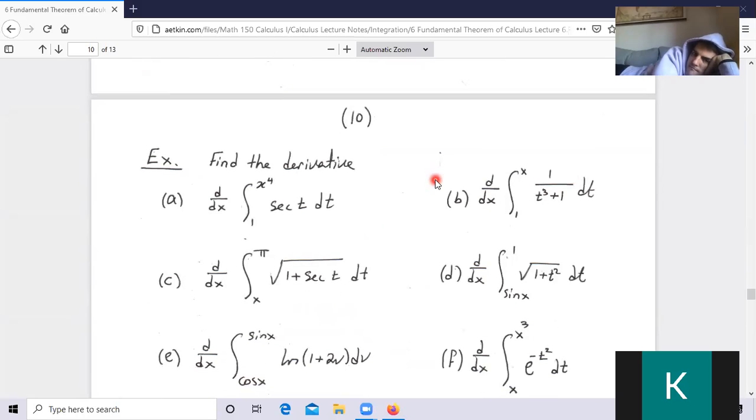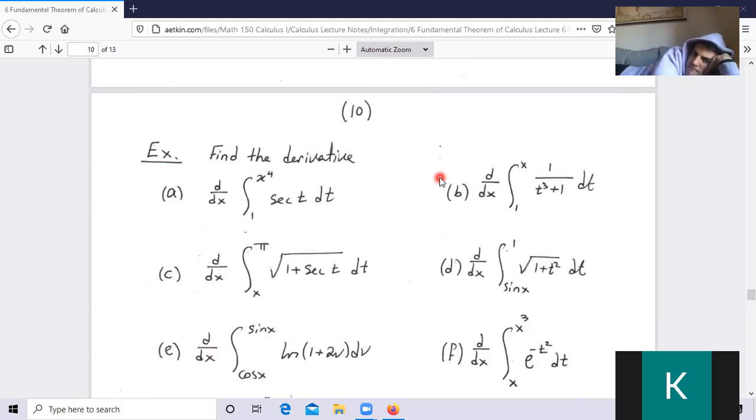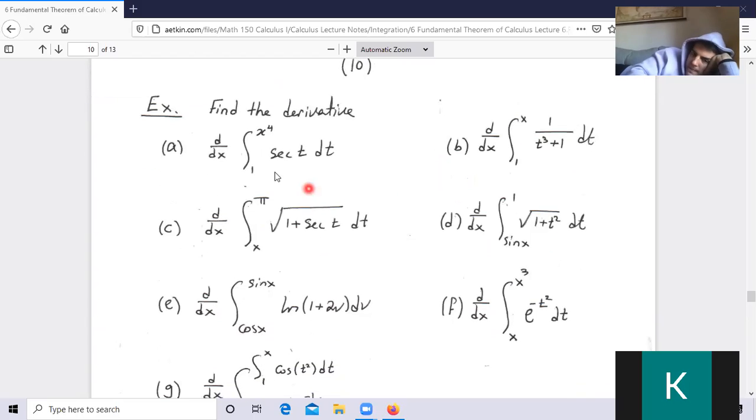Okay, here is your next task, guys. Let's finish those questions, and then we'll call it a day. Take the derivative of the integral from 1 to x to the 4 of secant t dt. What's the derivative here? And I want it fast.